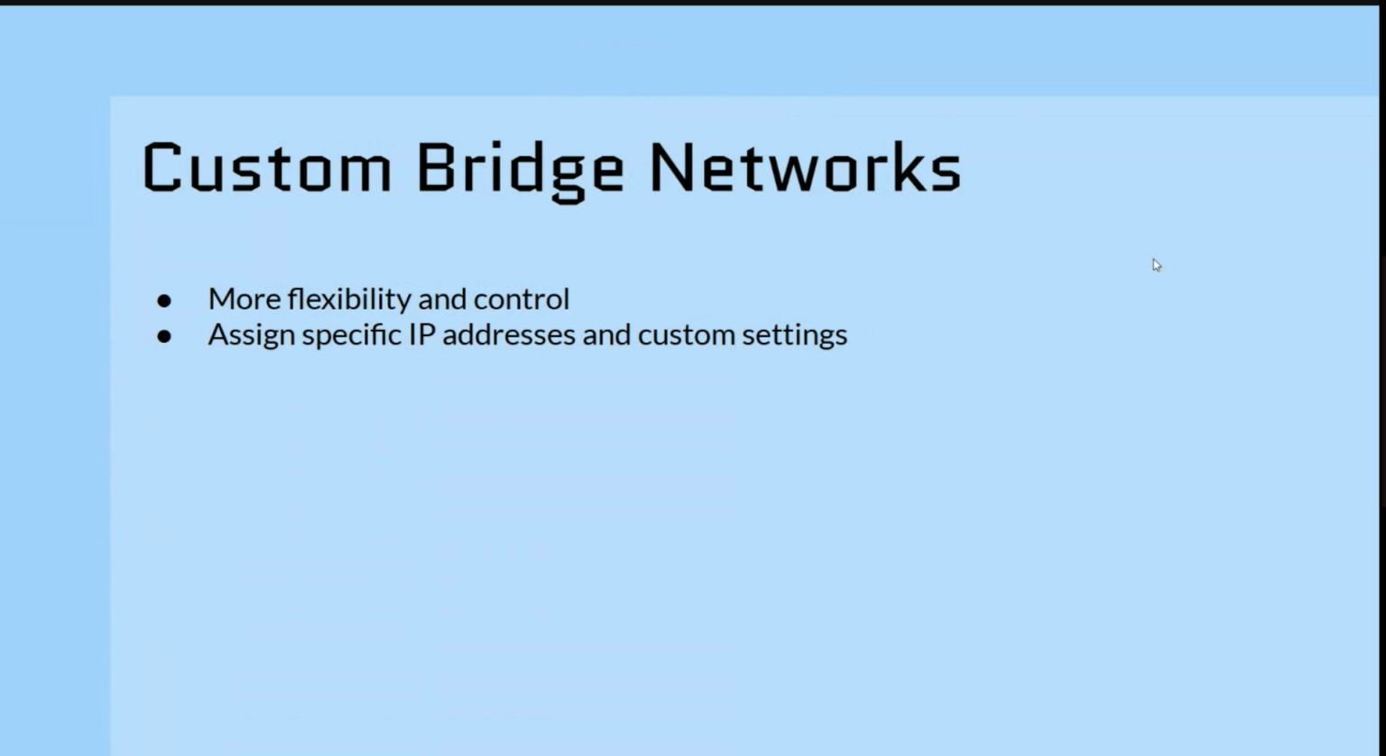A custom bridge network is similar to the default bridge network, but provides more flexibility and control. With a custom bridge network, you can assign specific IP addresses and custom settings. You can also control which containers can communicate with each other. Custom bridge networks are ideal when you need isolated networks for your containers, or if you want to set up more complex configurations with multiple services interacting. Let's take a look at some of the options available when creating a custom network.